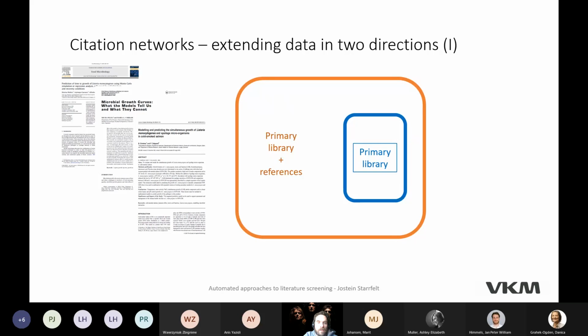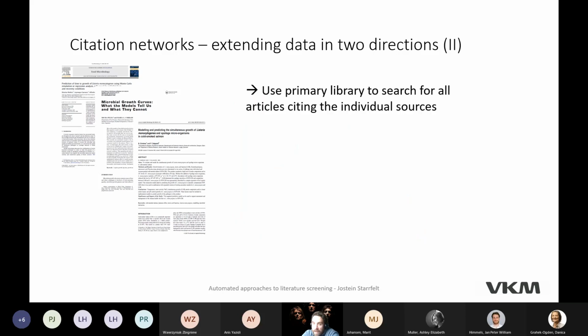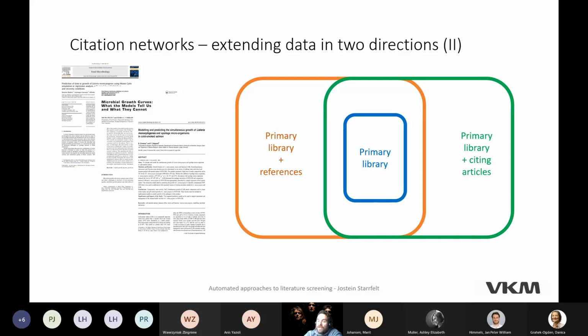You end up with what I've denoted here as a primary library. This is essentially what your first search gives you, and then you extend that to be the primary library and all the references in there. And you can also do that the other way around. So you build up your library to include all possible papers that cite the papers in your first search. So this would then be the expanded universe of what could potentially be relevant for the question at hand.